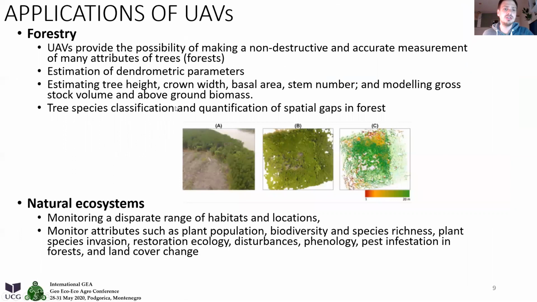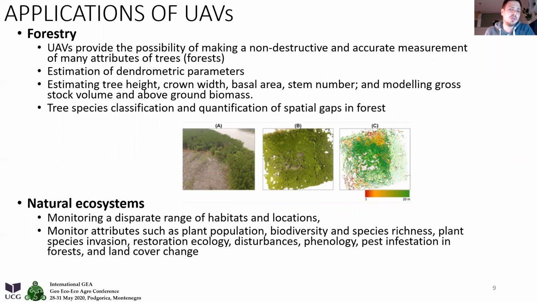In addition to these mentioned advantages of drones in agriculture, they can also be used in forestry, where they can provide the possibility of making a non-destructive and accurate measurement of many attributes of trees. They can, for example, be used for estimation of dendrometric parameters or estimating tree height, crown width, and basal areas.